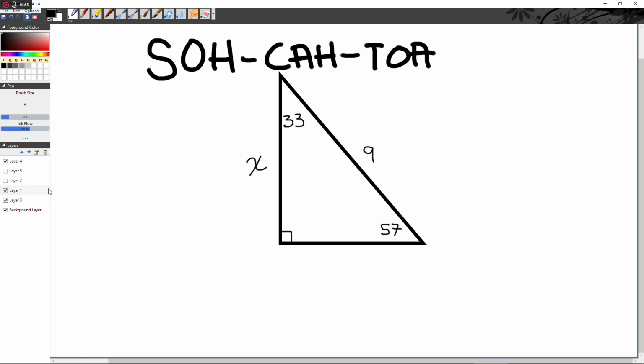All right, so let's take a look here. We have this 33 and this x. If we're looking at this 33, the opposite side is right here.